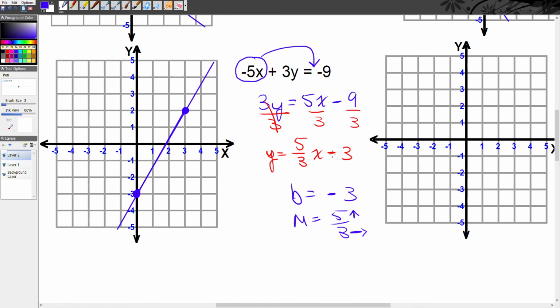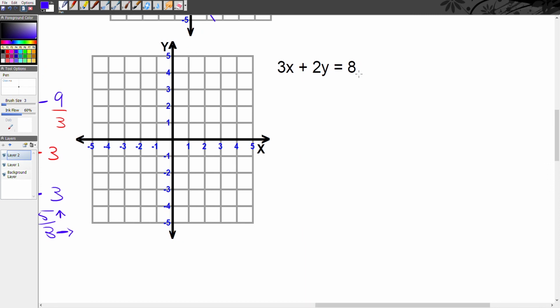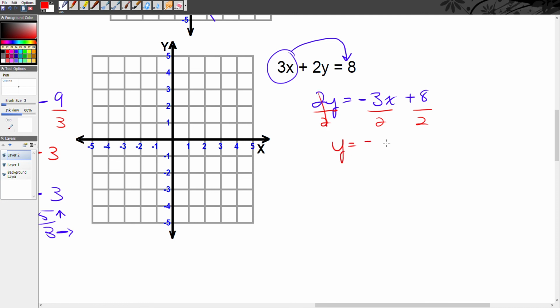Okay, last example. This one here. 3x plus 2y equals 8. So again, this equation is not in slope-intercept form, so I need to convert it. I need to move this 3x right here, which means that it's going to move to the other side of the equation and become a negative 3x. So this is going to say 2y equals negative 3x plus 8. Then I need to divide everything by 2. And I get y equals negative 3 over 2x plus 4.